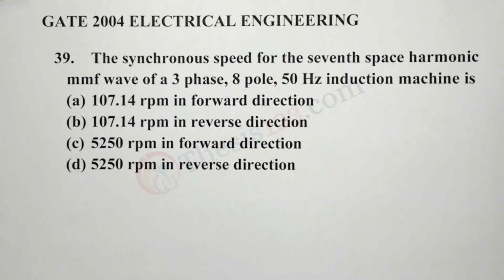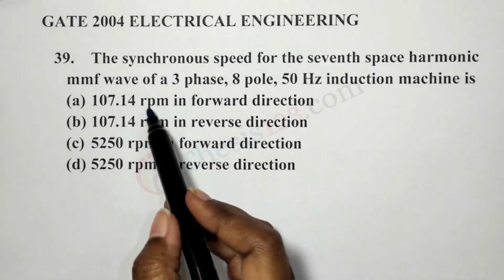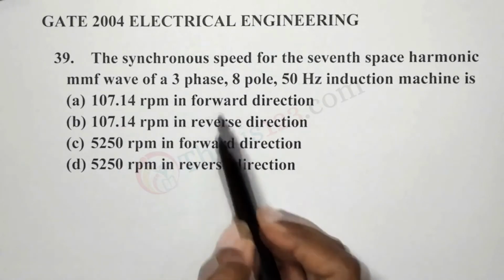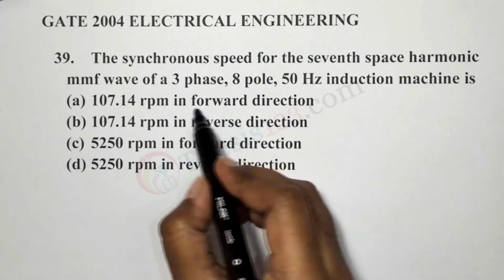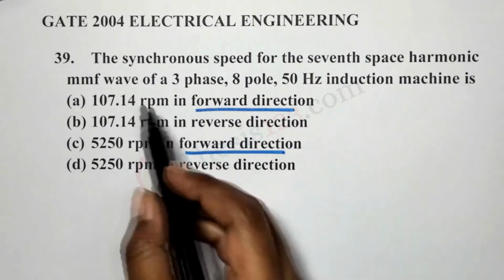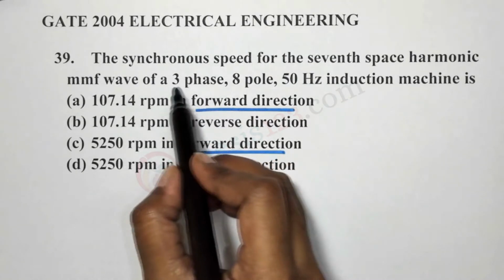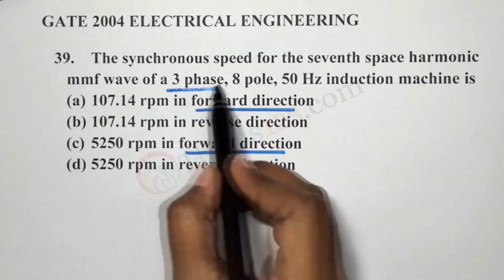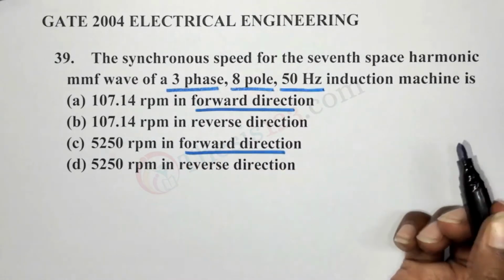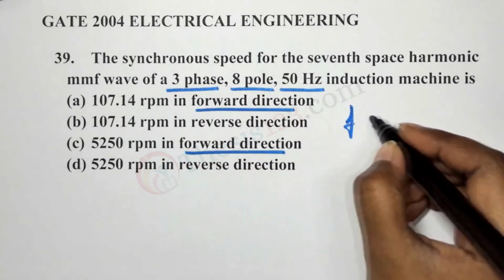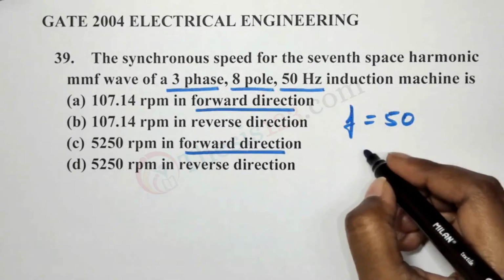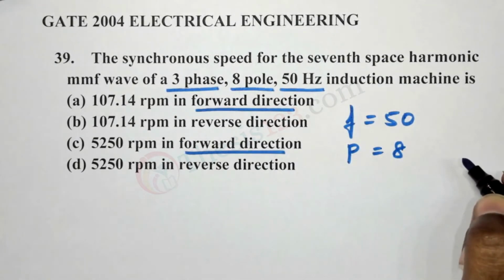Now the synchronous speed for the 7th harmonic MMF wave would be in forward direction. So that reduces our 4 options to 2. It can either be 107.14 RPM or 5250 RPM, but it is in forward direction. Okay, so now let's write down what is given to us. We have been given 3-phase, 8-pole, 50 Hz. So frequency is 50, number of poles 8.